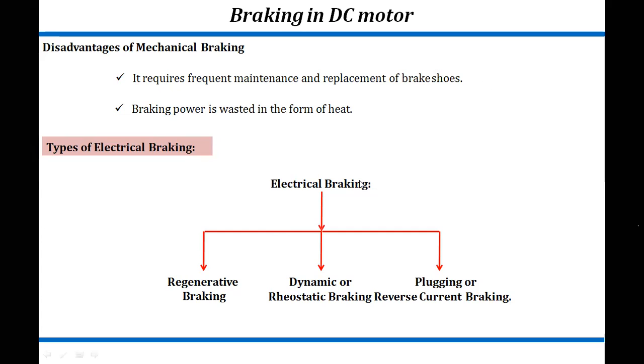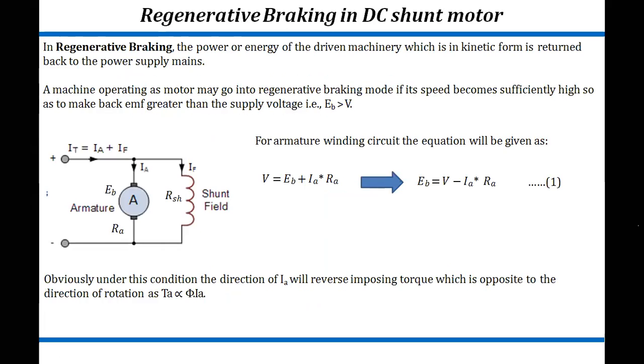There are different types of electrical braking, like regenerative braking, dynamic or rheostat braking, and plugging or reverse current braking. So we will see how to give regenerative braking in the DC motor. We are aware of the DC shunt motor, because in our syllabus we are supposed to study about the DC shunt motor. That's why we are using this motor for any parameter. Here we can see our field winding is in parallel with the armature winding.